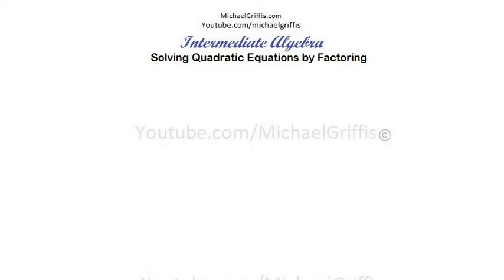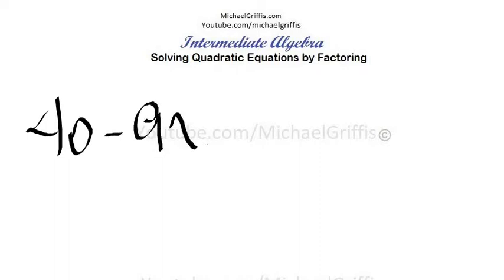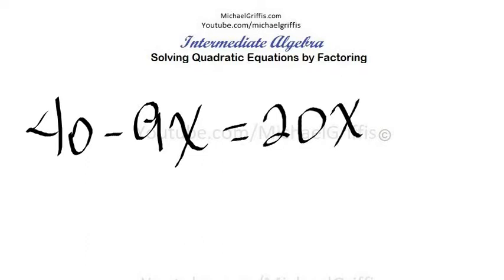I believe this is going to be the last example that I'm going to work for this section, at least for a while. I've got to move on. We're given 40 minus 9x is equal to 20x minus 3x squared. So we want to get this into the standard form.